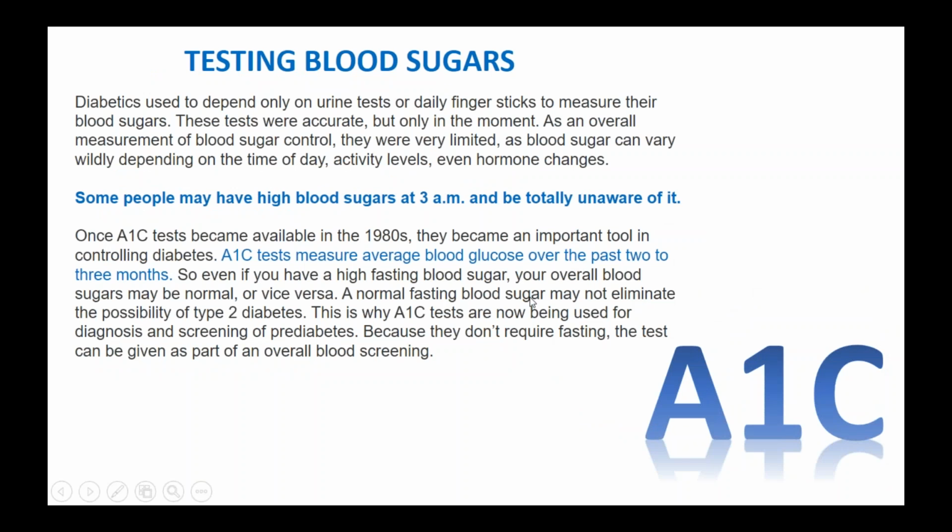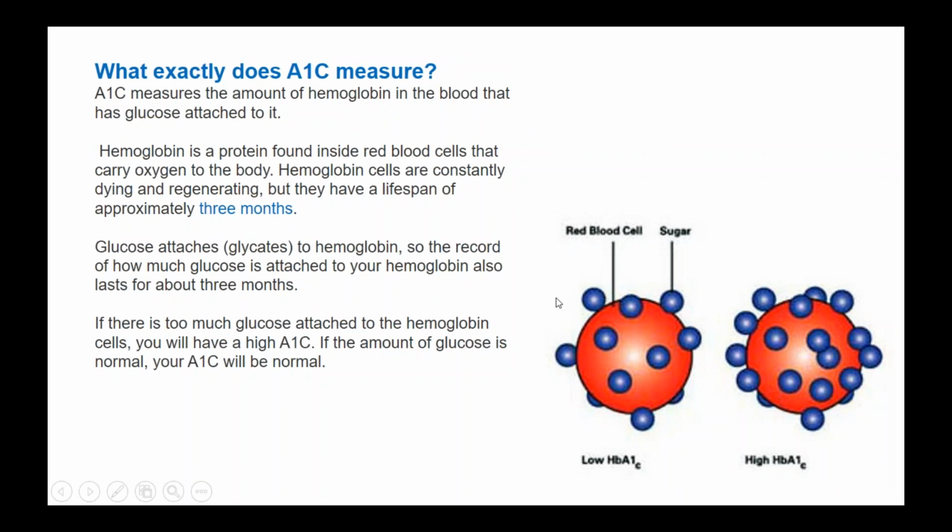Wait a minute. In the A1C, 2 to 3 months? Yes. It measures the lifespan of the heme, and it tells how much glucose is attached to it. Glucose attaches, or glycates, to the hemoglobin. So the record of how much glucose, little hanging balls that get stuck on these, lasts for about 3 months. It has an imprint. If there's too much glucose, you will have a high A1C. If the amount of glucose is normal or low, your A1C will be normal.